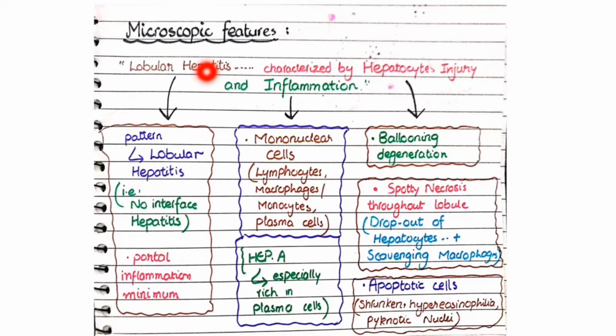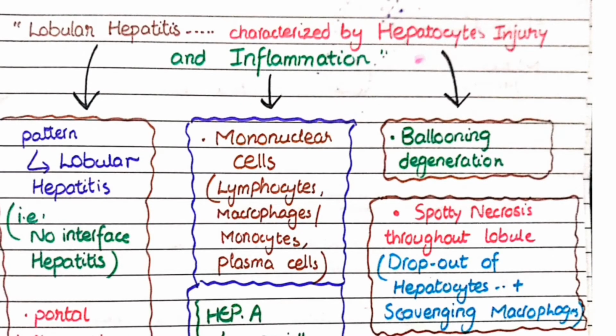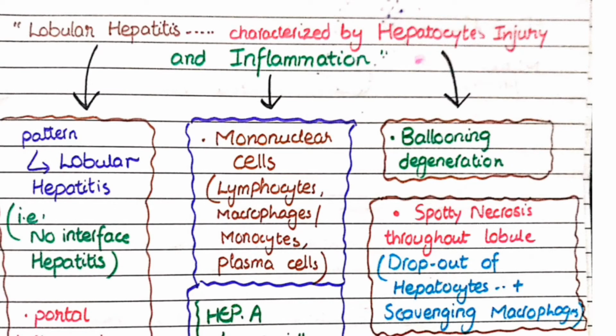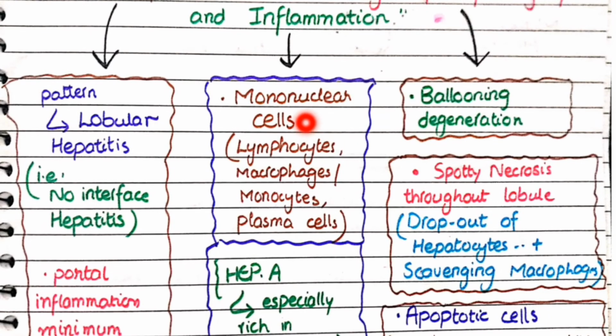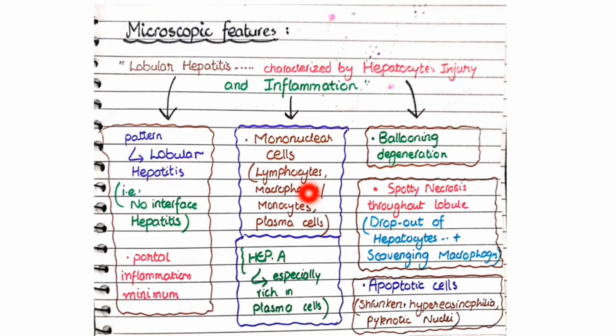Now our third keyword is lobular hepatitis characterized by hepatocytic injury and inflammation. So inflammation is our third keyword. And by inflammation I wanted to clear a point that in acute viral hepatitis the inflammatory cells are mononuclear cells, and these mononuclear cells include lymphocytes, macrophages or monocytes and plasma cells. So these are the inflammatory cells which are present in acute viral hepatitis.